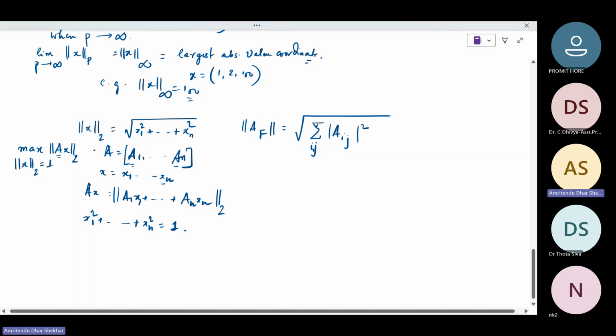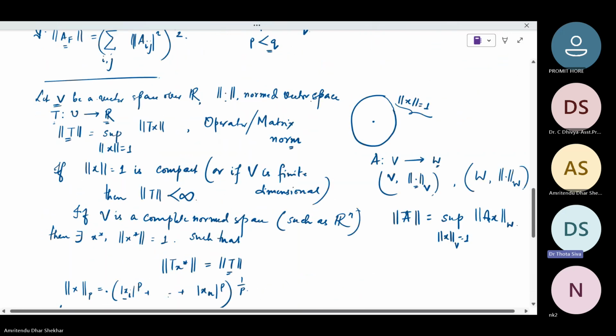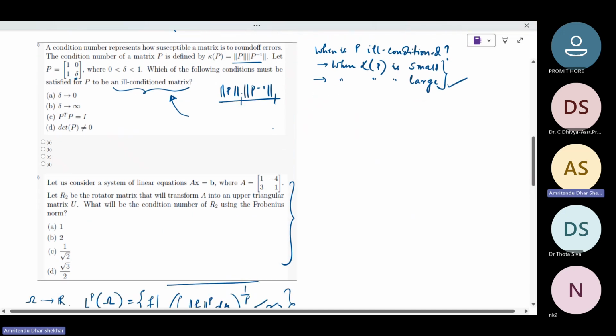No, no, no. The two norm, it's a well established result. The two norm will always be the largest eigenvalue of A. Okay, sir, please go and solve the problems. We will take care of it. Yeah, okay.